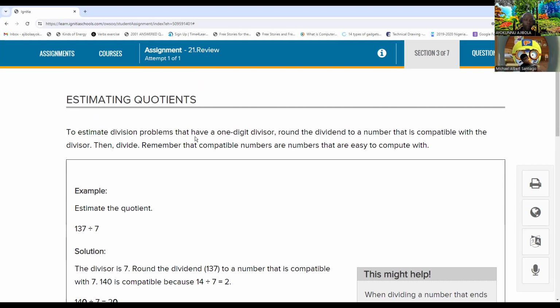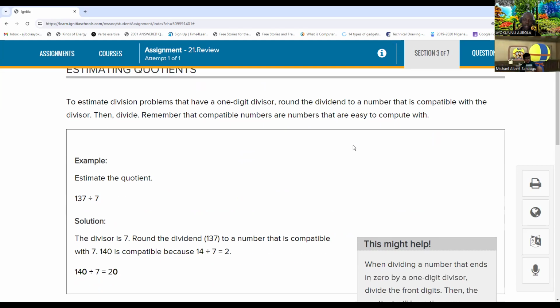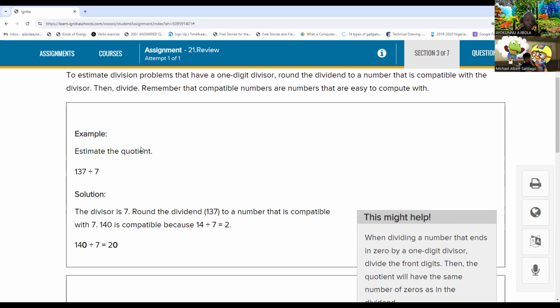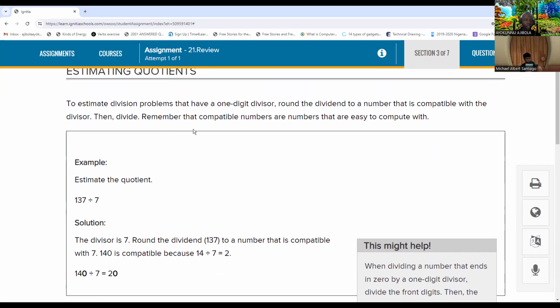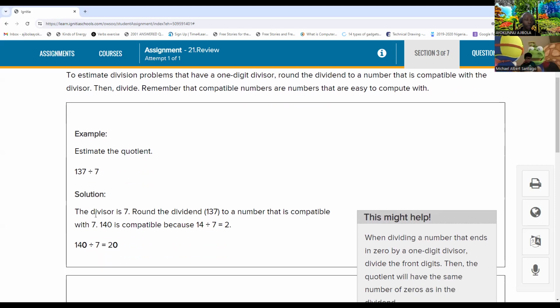To estimate division problems that have a 1-digit divisor, round up the dividend to a number that is compatible with the divisor, then divide. Remember that compatible numbers are numbers that are easy to compute with. It said you should round up the dividend to a number that is compatible with the divisor. The divisor here is 7, and this is 137, but it's not compatible with 7. So 14 is compatible with 7.